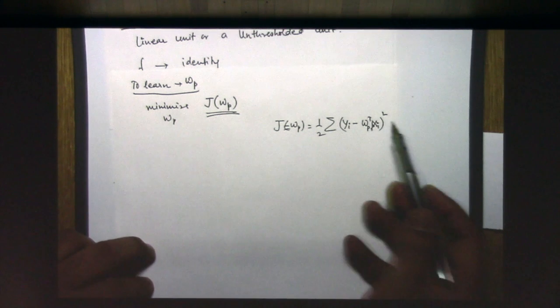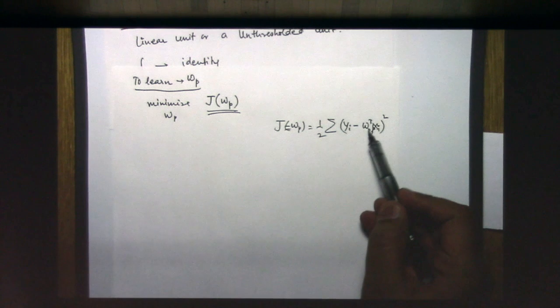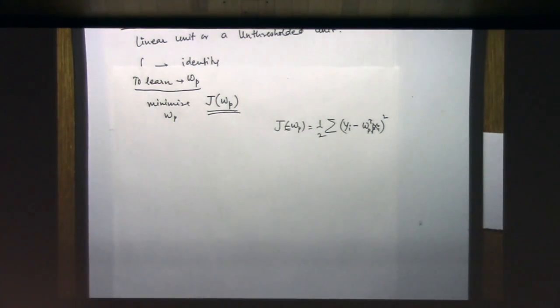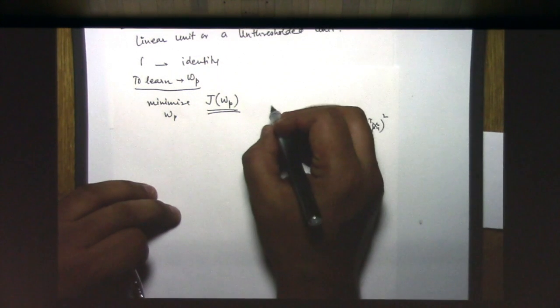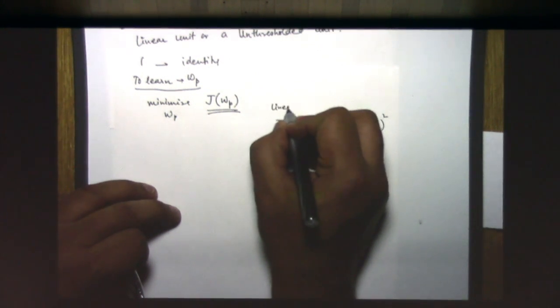Now this is a nice function. This is a smooth function. It's actually a parabola because it's quadratic in your input parameters, which means that it is easy to differentiate. And last class we saw how to compute the gradient of this function, which is fine. So this is for a linear unit.